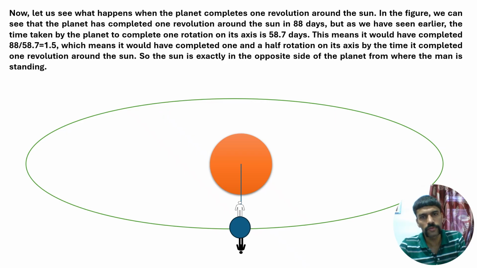So the sun is exactly on the opposite side of the planet from where the man is standing. That means the sun is no longer visible in the sky of Mercury, even though the planet Mercury has completed one complete revolution around the sun. 1.5 days have elapsed, but still the sun is not visible to the person because its sidereal day and solar day are quite different. This is an extreme case in the planet Mercury. On our planet, we cannot see this much of a difference.